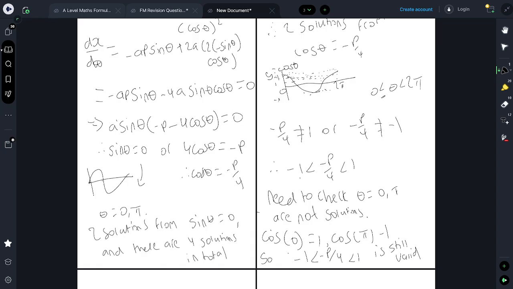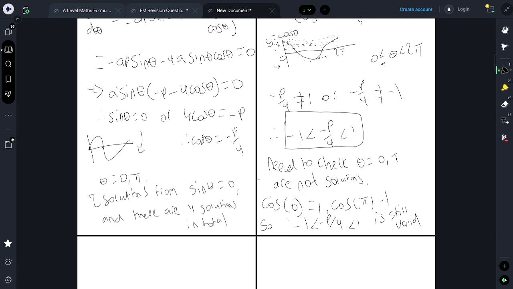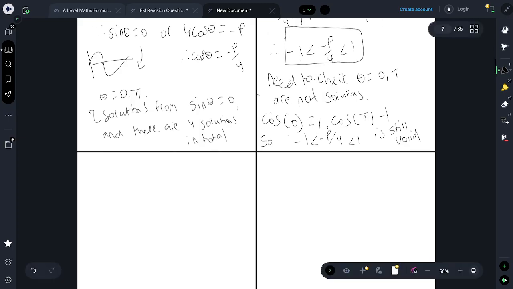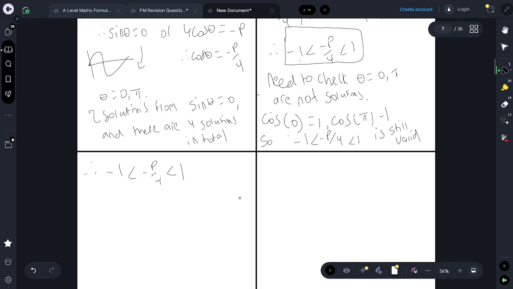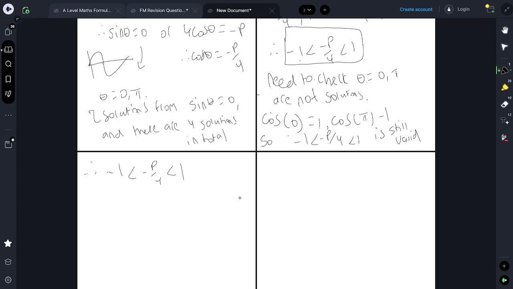Cos theta is minus p over 4 when this holds, and we've also ensured that they do not overlap with the other solutions, right? So they're all distinct, okay? So therefore, we have this inequality: minus 1 is less than minus p over 4, which is less than 1. Now we just want to get p, so that would mean minus 4 is between minus p and 4. So then we essentially reverse it.